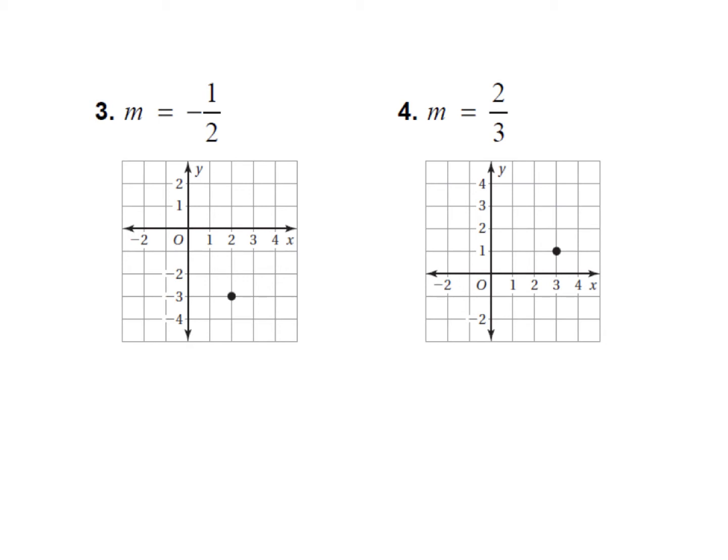Negative 1/2, I'm going to go up 1/2, so y equals negative 1/2 x minus 2. I'm going to go down 2 and to the left 3, because if I go up 2 and to the right 3, I'm going to go that way. So y equals 2/3 x minus 1.